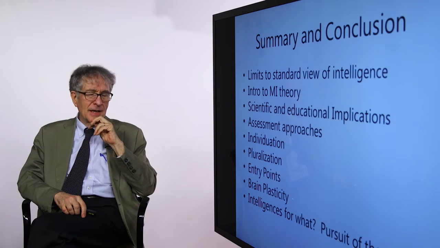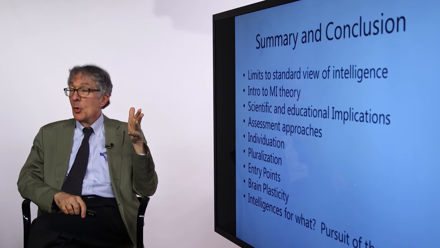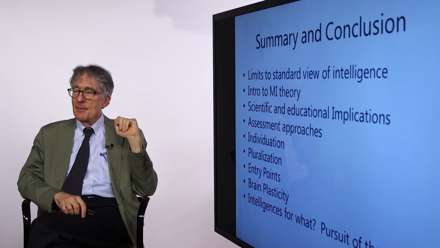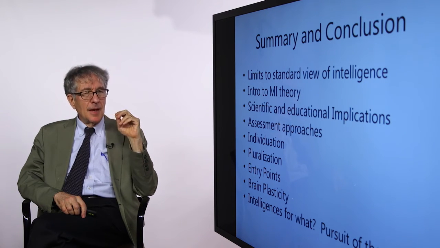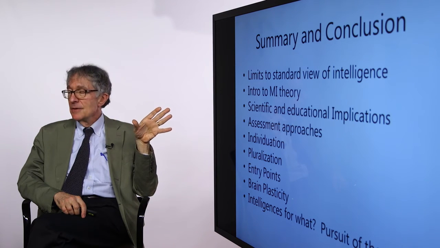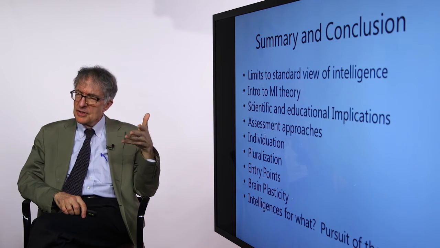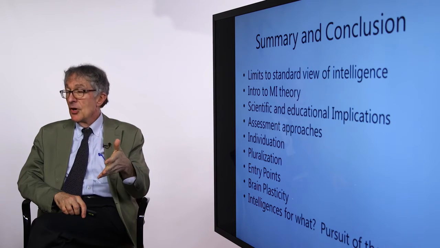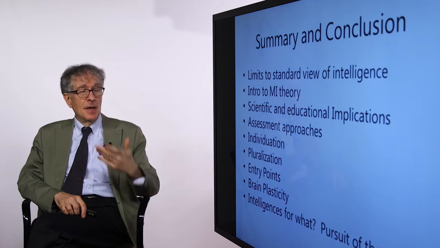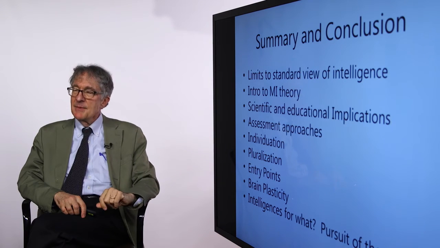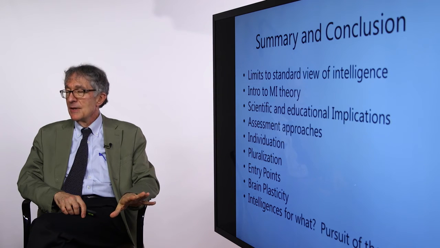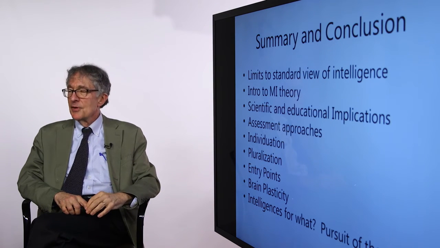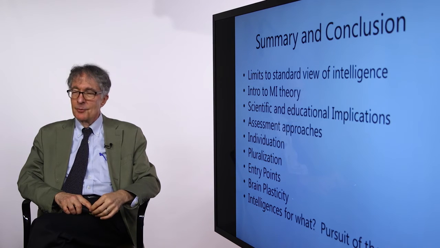And then the educational implications, namely, we should know what our goals are, and then we can see how MI theory can help us achieve those goals. I talked a bit about individuation, trying to have each person learn and show what they know in a way that makes sense for them, about pluralization, presenting the same ideas in many different ways, and that entry points is one way of doing that. I talked about entry points for the Explorer lesson, where you have many different ways in which kids can talk about, show what it is that they understand.